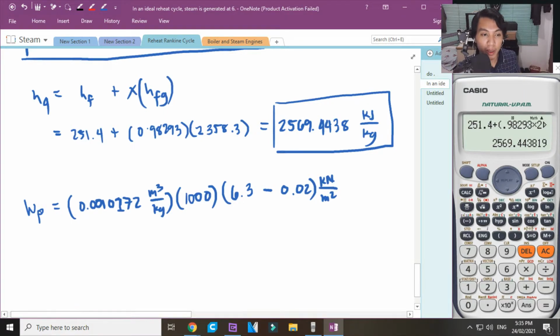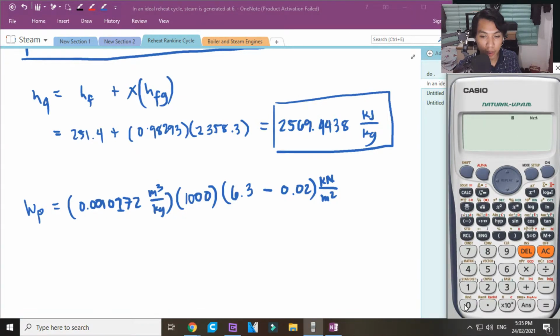Yan. Now, for the work ng pump, napakaliit lang yan. Actually, hindi mo na kailangan, divide mo na 1,000, kahit di na, multiply mo na lang dito. Okay? That is 0.001172 times 1,000. Ganun din. Times 6.3 minus 0.02. Lagi mong titignan yung pressure na hinahabol ng system.